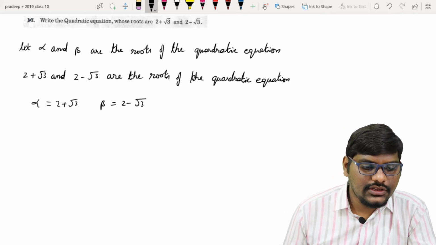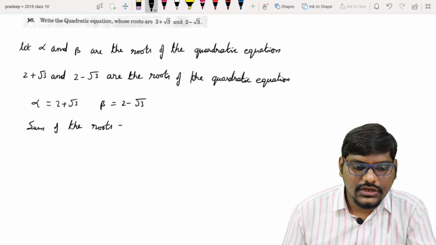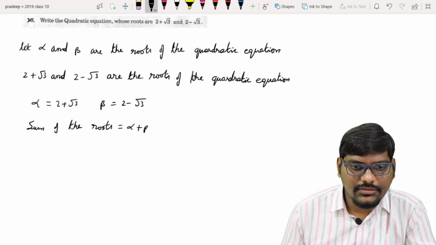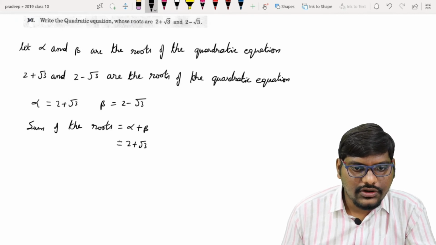Okay, so now let's see the form. I can write the sum of the roots. What is the sum of the roots? That is nothing but alpha plus beta. So what is the sum here? That is 2 plus root 3. What is the product here?